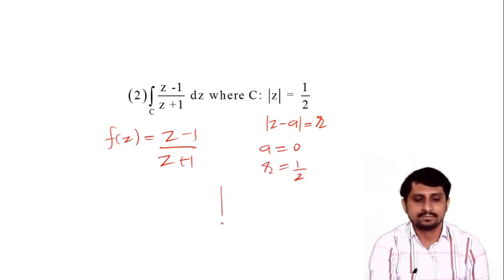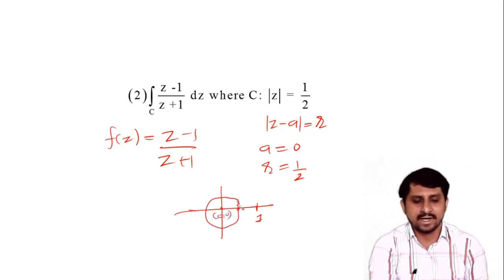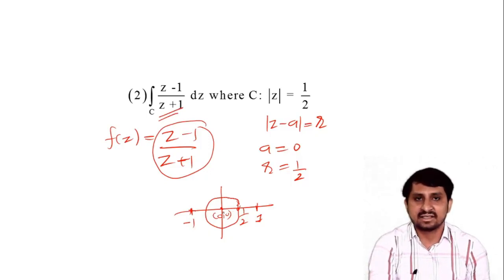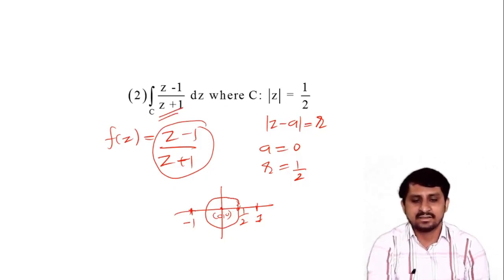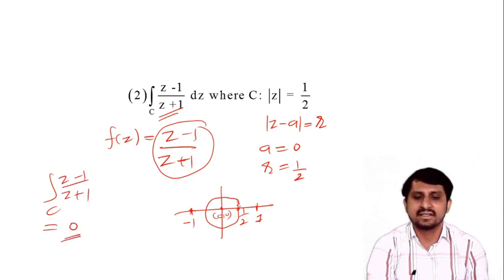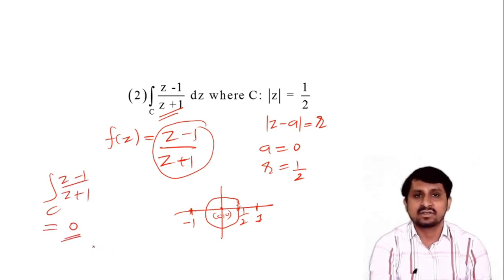So the center is 0 and the radius is 1 by 2. Suppose this is 1, so this is your circle, approximately with center (0, 0) and radius 1 by 2. Now clearly this function is not analytic at minus 1, and minus 1 is outside the circle. So this function is analytic everywhere inside the given circle. So using the Cauchy-Goursat theorem, the value of the integration of z minus 1 upon z plus 1 is 0.